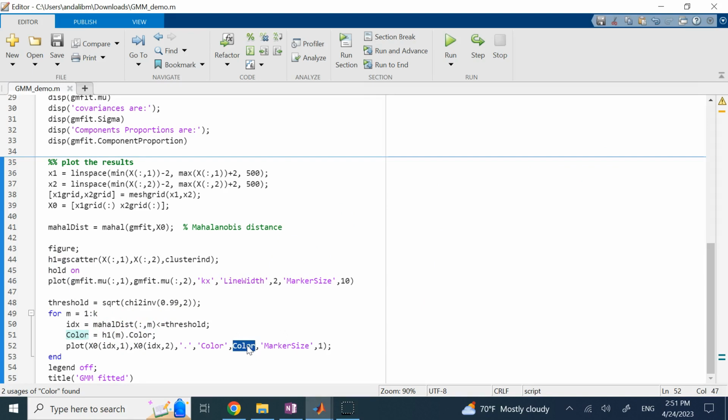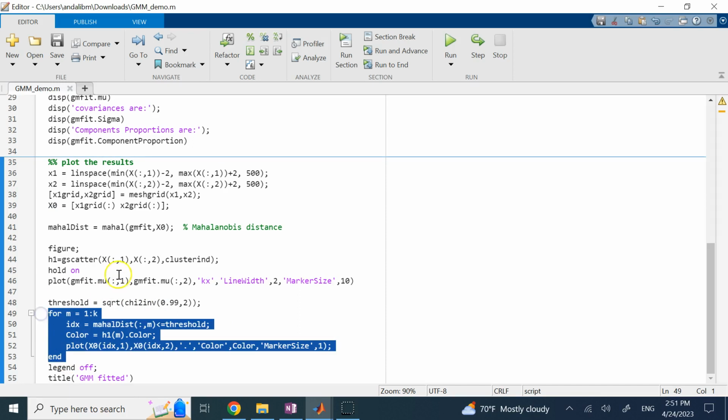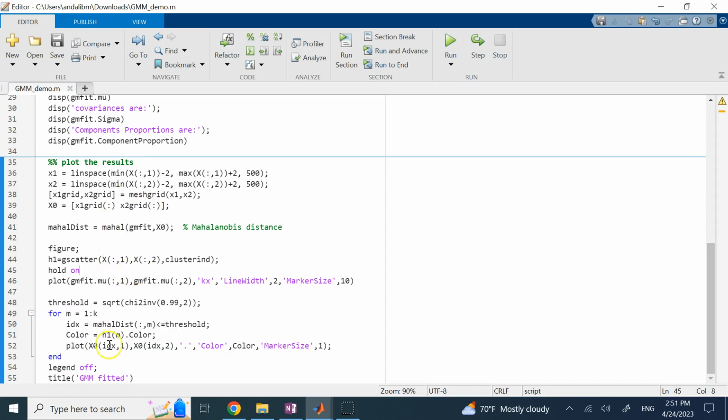I use that color and the data in the mesh grid, based on their Mahalanobis distance, thresholded, I give them one of the three colors. So I either give them blue or yellow or red, right? And then when I have colored all of my data points in the mesh grid, I'm going to turn off the legend and add a title.